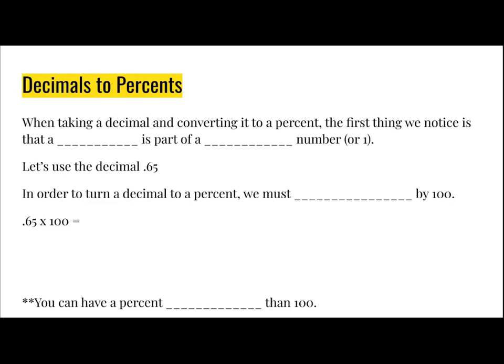Let's look at how to turn a decimal to a percent. The first thing that you have to remember is that a decimal is part of a whole. It is less than 1. So if we were to look at the decimal 0.65, it's less than 1. So we need to convert that into how much out of 100, how close to out of 1 that is. So we have to multiply by 100.